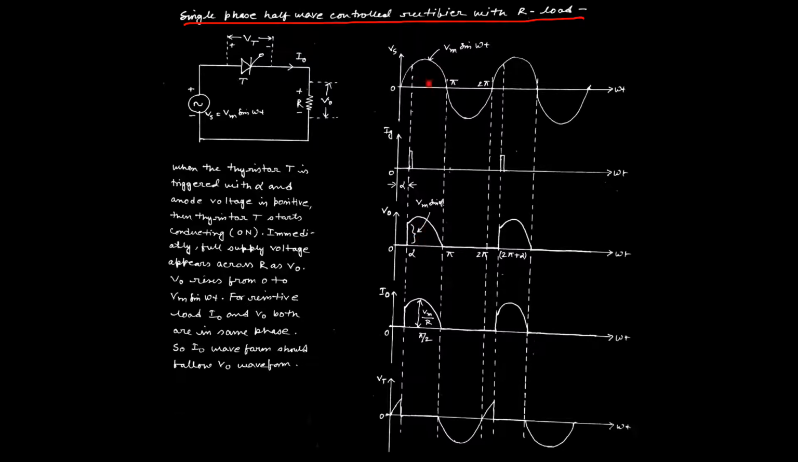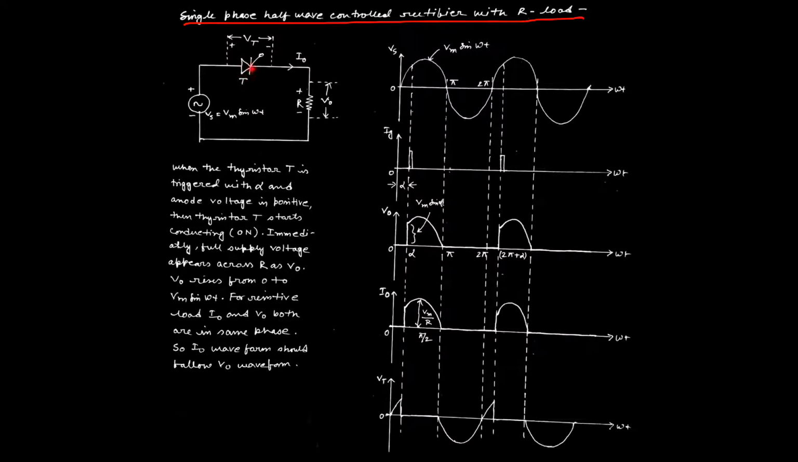Now after crossing pi, as in the simple manner of the AC signal, it goes negative. Once it goes negative, and no current exists in the circuit, we can say that due to natural commutation the thyristor is in the off state automatically. So after crossing pi, the thyristor will be off automatically.